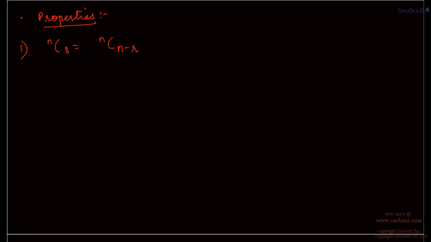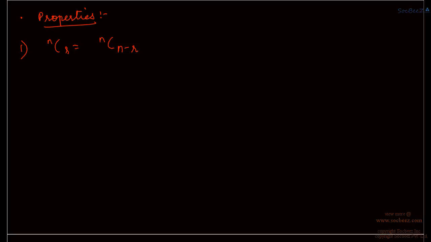Well, nCr means out of your n objects, you are choosing r. Let us for now assume that all of them are different, all of them are unique, and you're choosing r which is not equal to n. Now, if you are choosing r, it's the same thing as excluding n minus r. So you are either choosing r or rejecting n minus r. So the answer should be same, right?